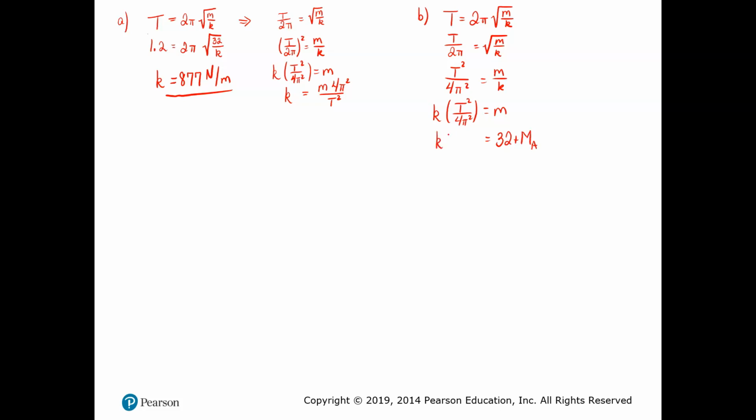So our spring constant times the period, which for this one was 2.1 seconds. We're going to use the spring constant we just calculated, and if we plug all of that into our random number generator, we are going to get that the mass of the astronaut is approximately 66 kilograms.